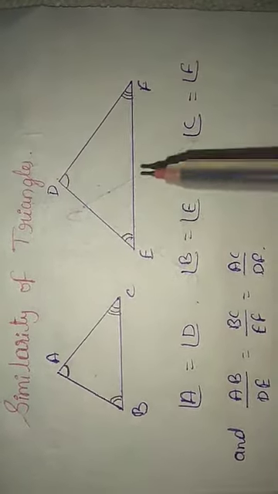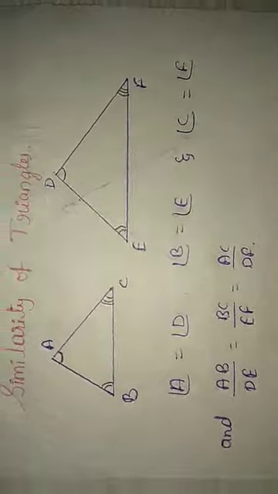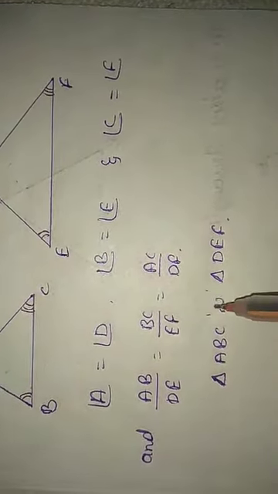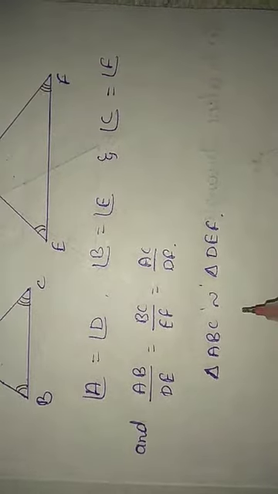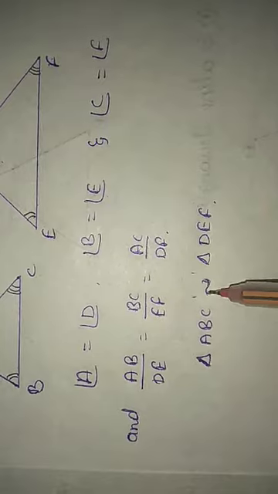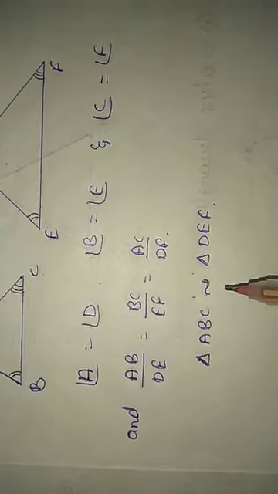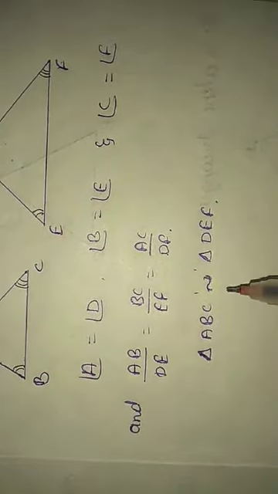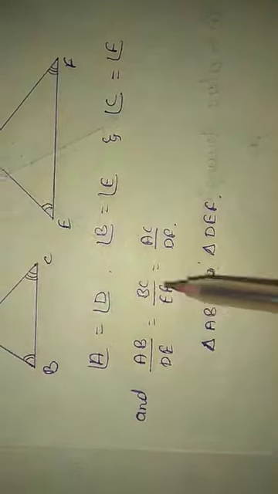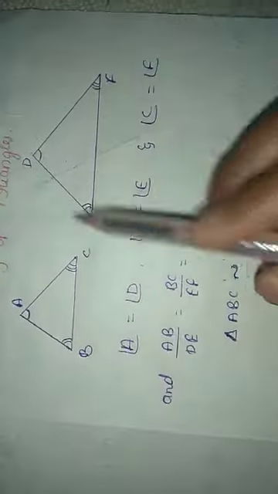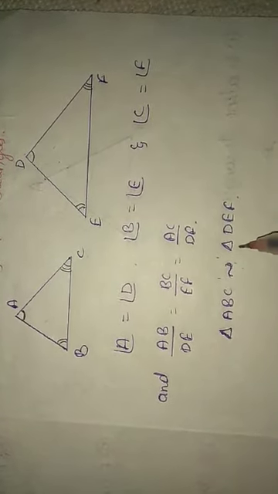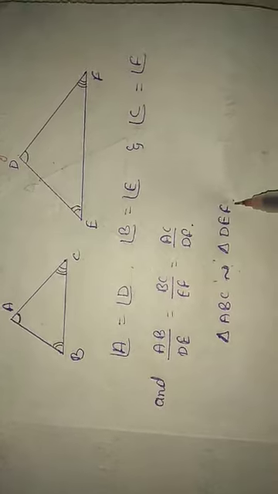This is about similar triangles. See this sign, it is the similarity sign. This sign is read as 'is similar to'. Suppose these two are similar triangles. I can write triangle ABC is similar to triangle DEF.